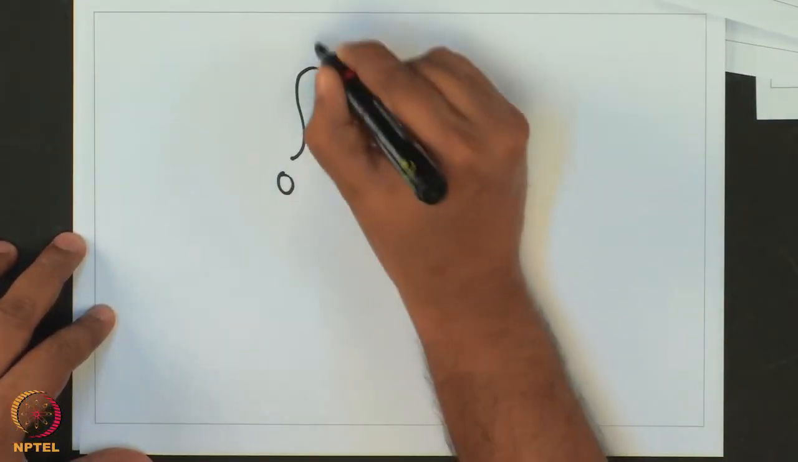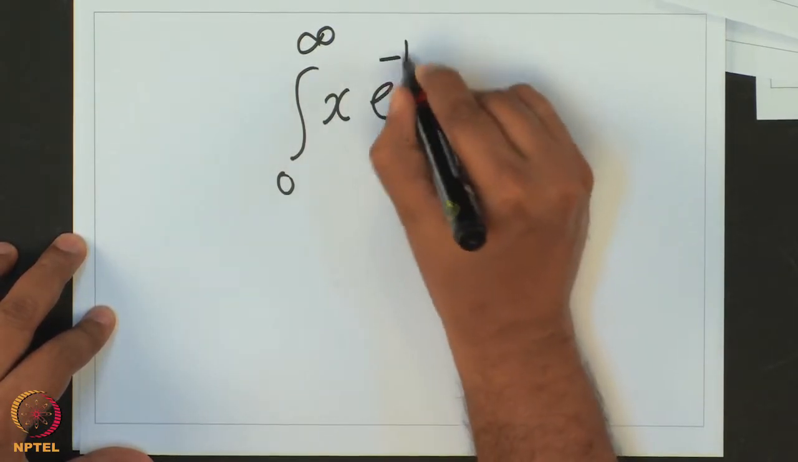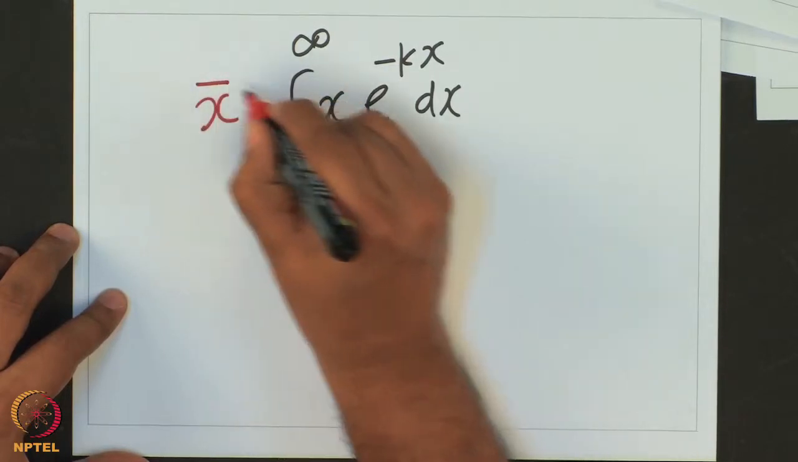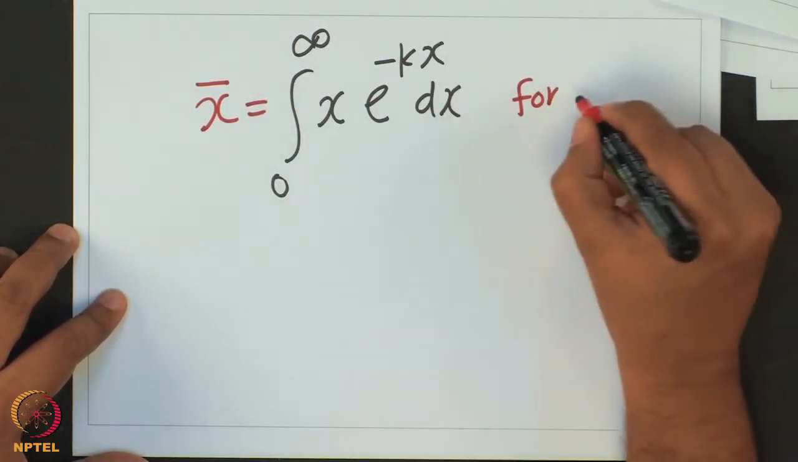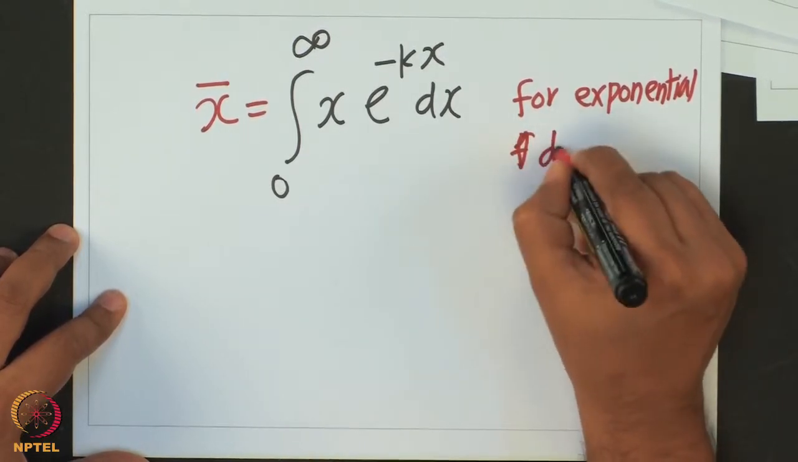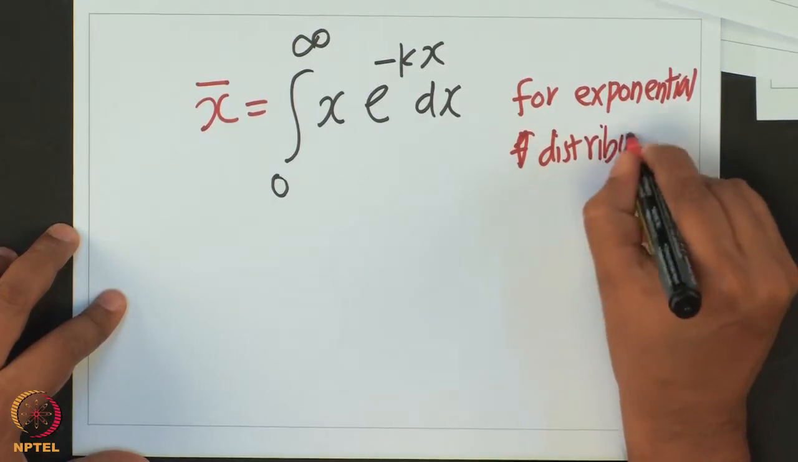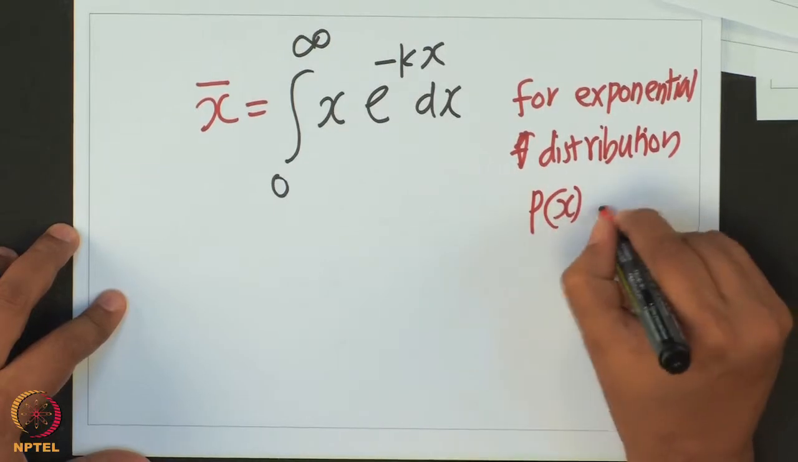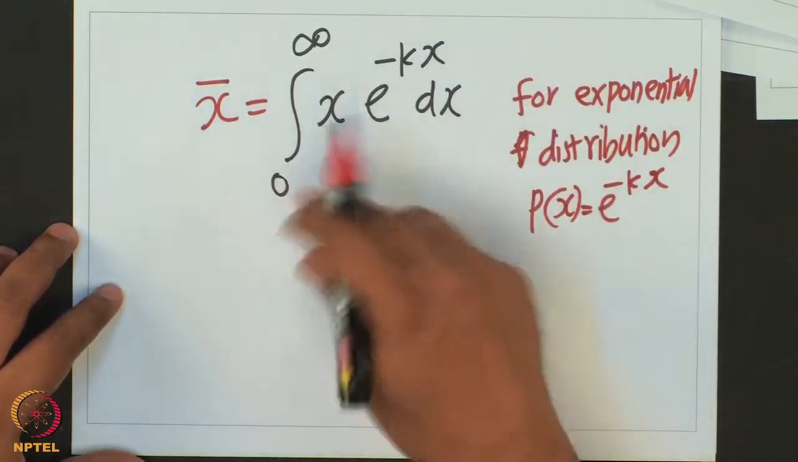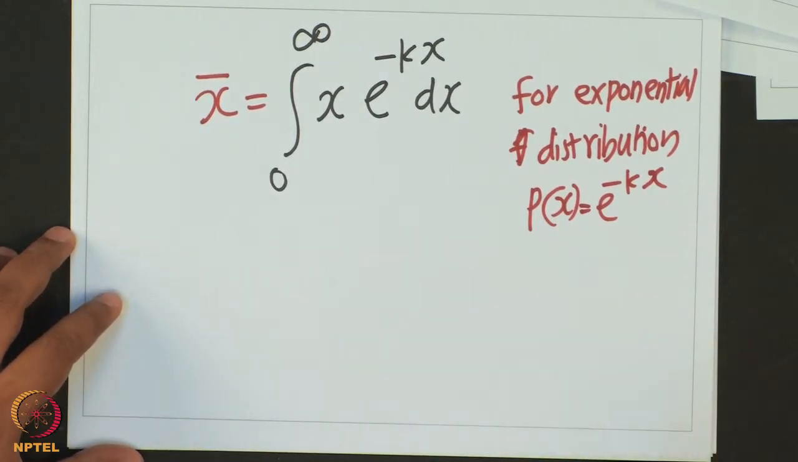So let us calculate this particular integral. Let us say we want to calculate the integral 0 to infinity of x e power minus kx dx. Later you will realize that this will also be the mean x for a function with exponential distribution. If x is exponentially distributed, and you have a distribution which is e power minus kx, then we would calculate integrals like this, and that would be very useful.